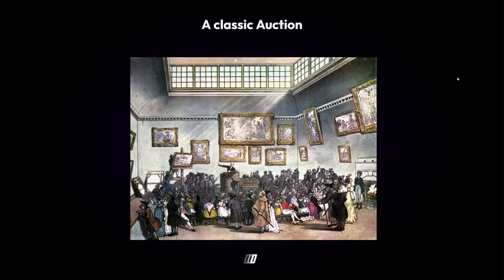So a classic forward auction is something you might have seen in the movies, or maybe you have attended one, where there's a bunch of paintings being sold at the auction. There's a middleman, an auctioneer, with his little hammer, and all of the rich buyers that are called the bidders, because they make a bid, right? They offer a higher price than everyone else.